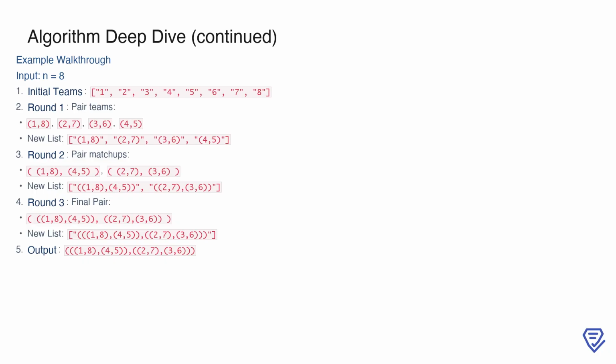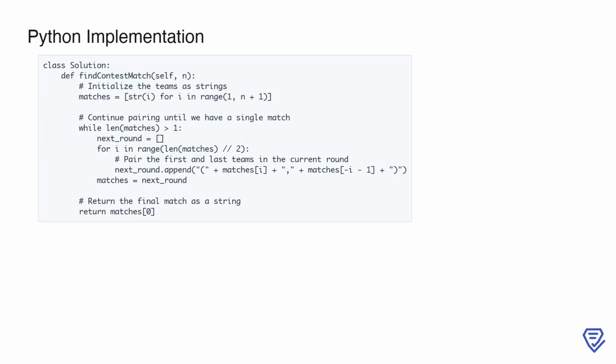The algorithm efficiently constructs this nested representation step by step, demonstrating its effectiveness for any valid input size. This solution simulates the single elimination tournament described in the problem by repeatedly pairing teams until only one matchup remains. The findContestMatch function begins by initializing a list of team numbers represented as strings. For example, if n equals 8, the list will start as 1, 2, 3, 4, 5, 6, 7, 8.